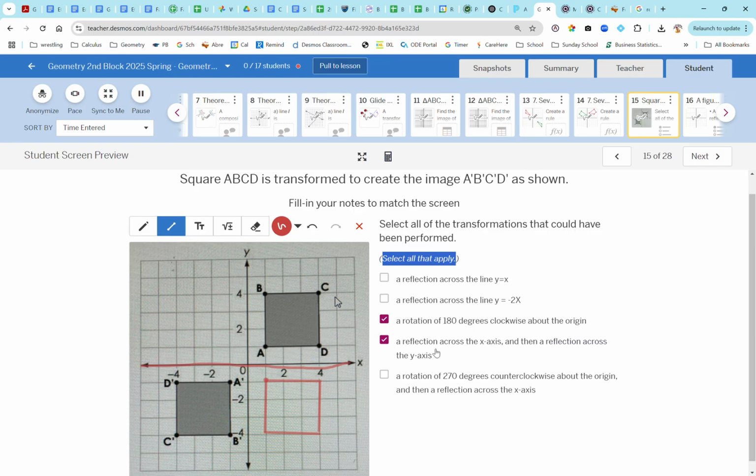It says now reflected across the y-axis. And look what happens. We end up getting A right here, B right here, C down here, D up there, and lo and behold, this one also works too.